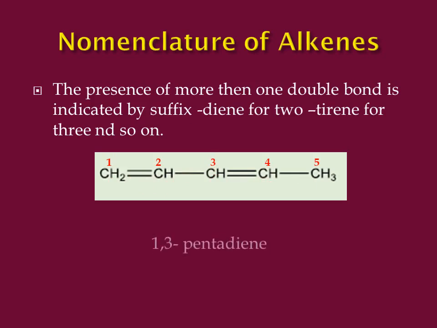Why have we added 1,3 over here? Carbon number 1 and carbon number 2 is having a double bond, but we have to mention the lower number. Similarly, the other double bond is present between carbon number 3 and carbon number 4, but again we have to mention the lower number. So the name is 1,3-pentadiene.